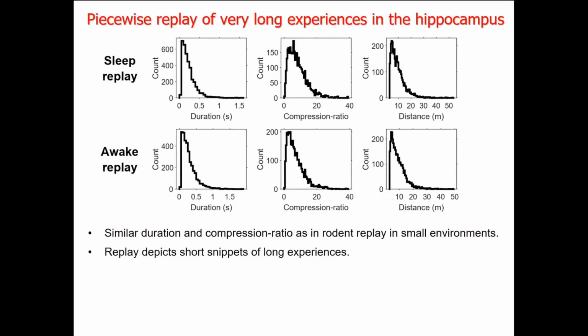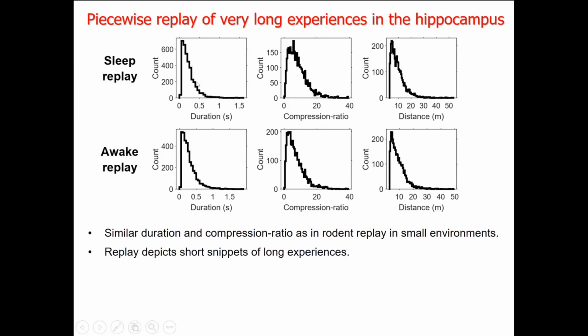Because there was clearly a problem here. If you think about this flight outdoors where the bat flies for half an hour from the cave to the tree, then if it needs to replay this entire half an hour with the same compression ratio of 10, it means it needs to sit there for 3 minutes, 1/10 of 30 minutes, to replay the thing. That doesn't happen. We don't see replays that last 3 minutes. They last short amounts of time.